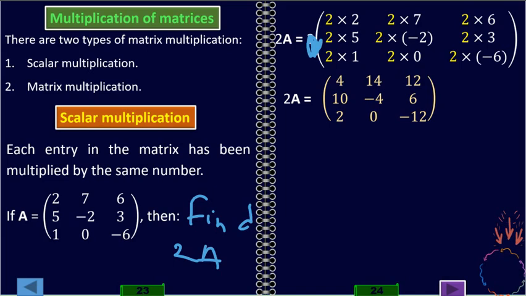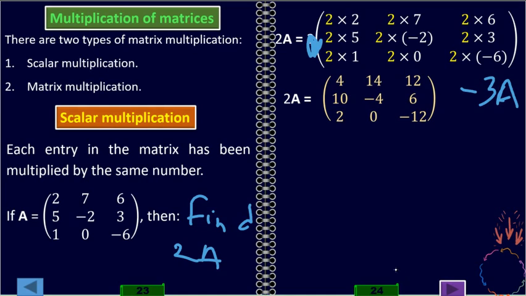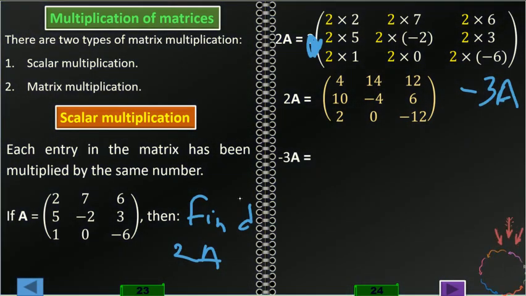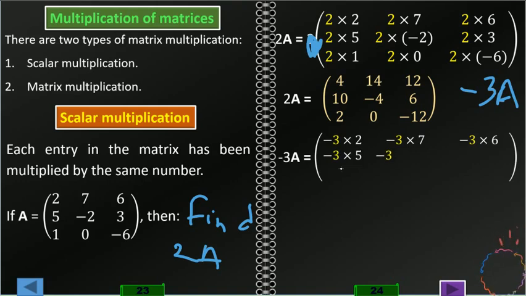Now let's also suppose we are asked to find something like minus 3A. They are asked to find minus 3A. That means this is a negative scalar. So now how do we go about finding minus 3A? So once again, we are going to multiply every element of this matrix by what? Minus 3. So now, that means each element is now multiplied by minus 3. So now let's see what is going to happen. So that's what you are going to have. So every element in that matrix will be multiplied by minus 3.